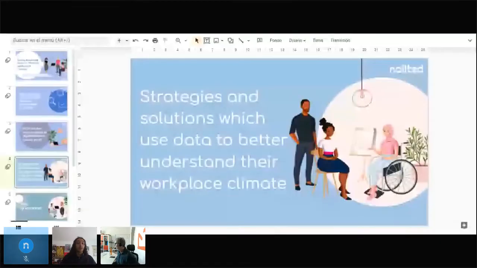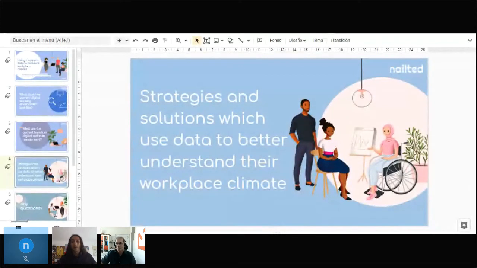Fantastic. Thanks a lot, Miguel. Okay, so now that we've defined very well the context in which we find ourselves in this digital world of work, let's take a look at different strategies and solutions that use data to better understand their workplace climate. So, actual companies that do it.